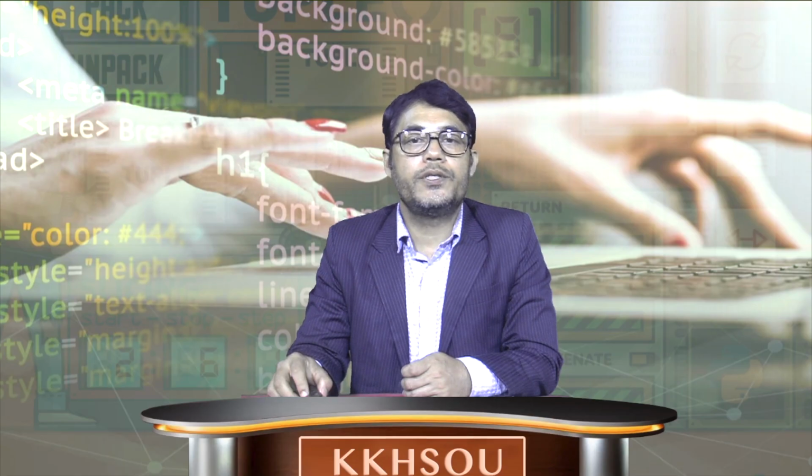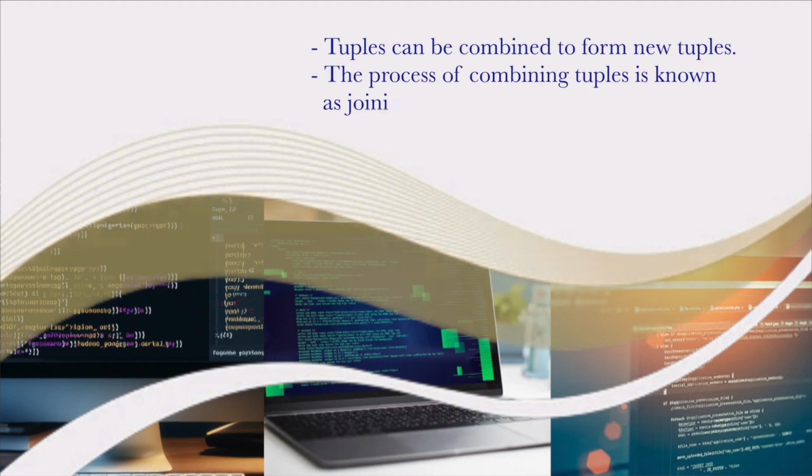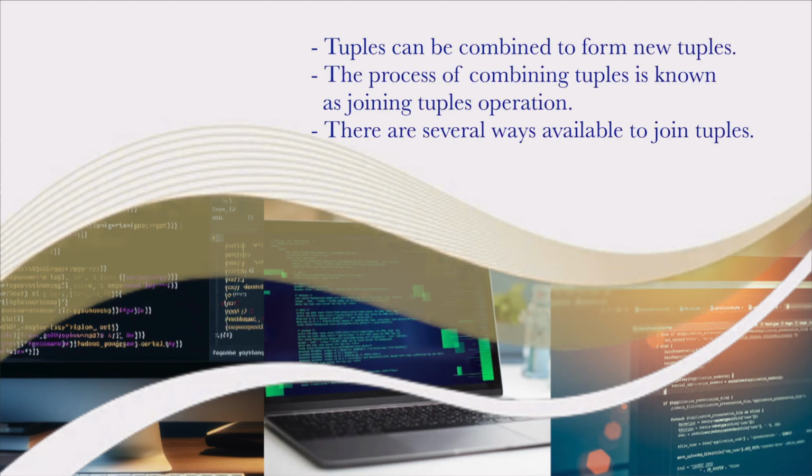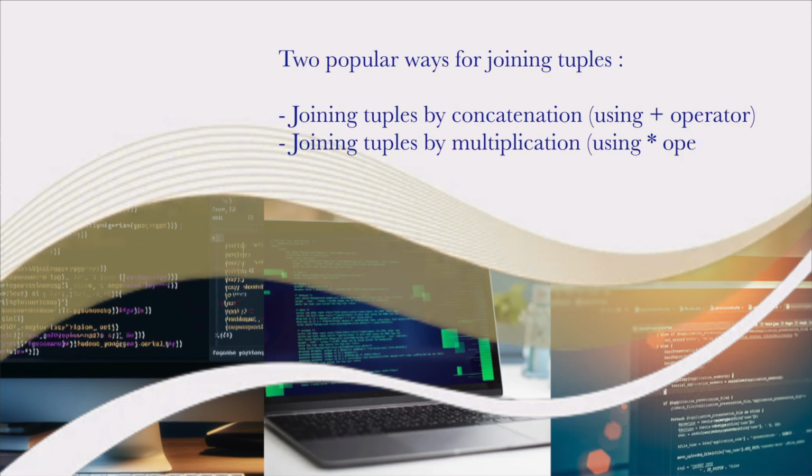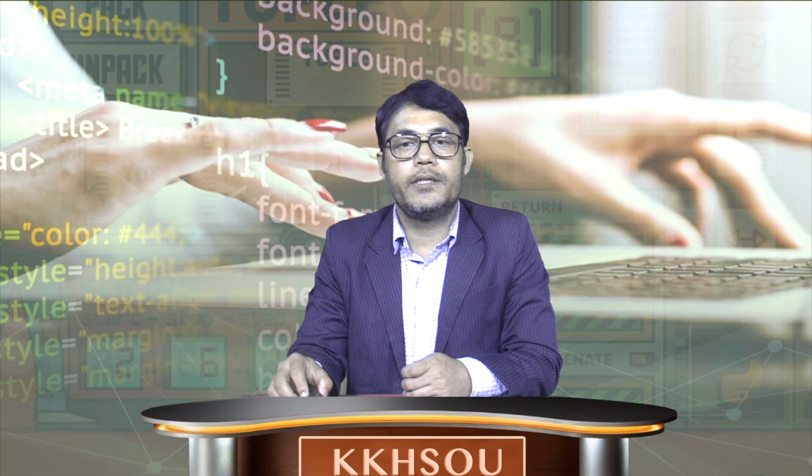Another important operation is the tuple join operations. Tuples can be combined to form new tuples. The process of combining tuples is known as joining tuple operations. There are several ways available to join tuples. Two popular ways for joining tuples are joining tuples by using plus operator, which is known as concatenation, and another method is joining tuples by multiplication, that is using star operator. Let us demonstrate with examples.